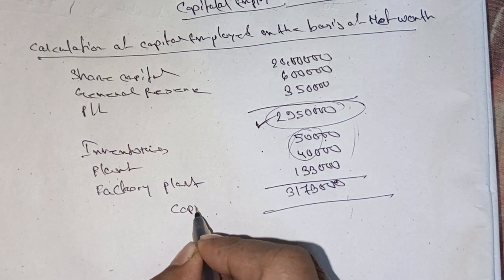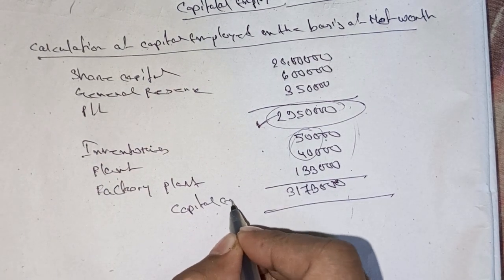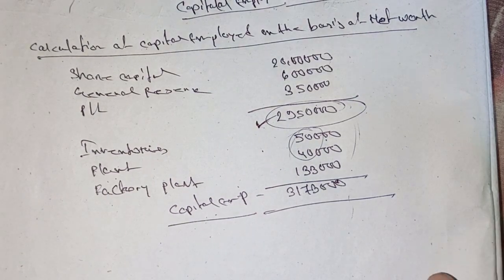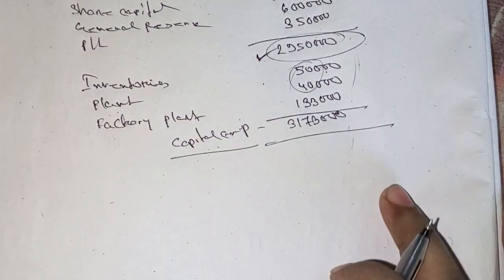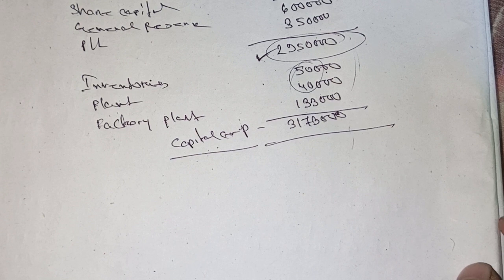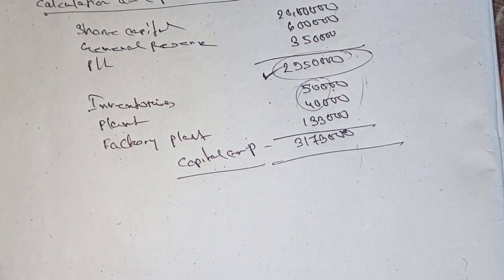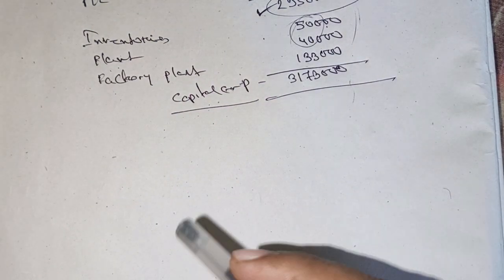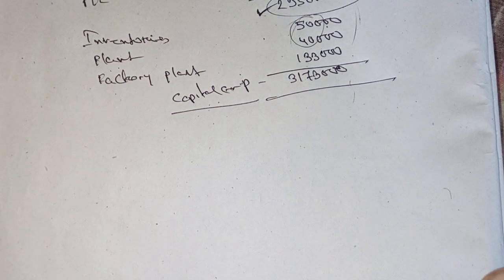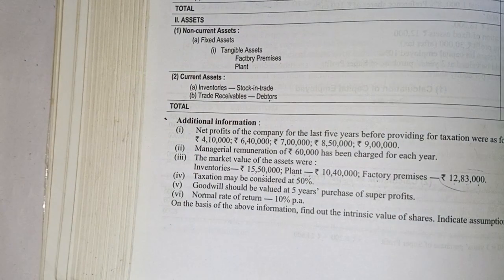So we will call it capital employed. We have already found our capital employed. Now what should we do? Now we should calculate our average profit. So how do we calculate our average profit?